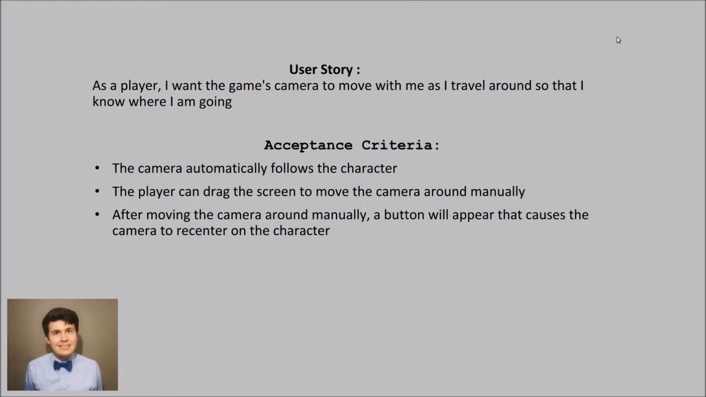As a player, I want the game's camera to move with me as I travel around so that I know where I'm going. The acceptance criteria are that the camera automatically follows the character. The player can drag the screen to move the camera around manually, and after moving the camera around manually, a button will appear that causes the camera to recenter on the character.